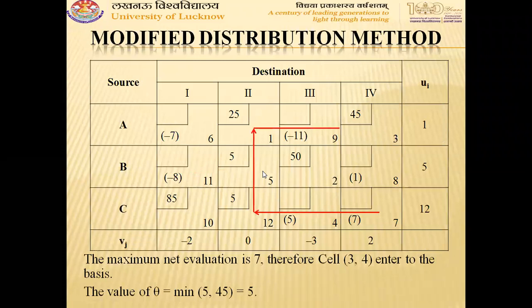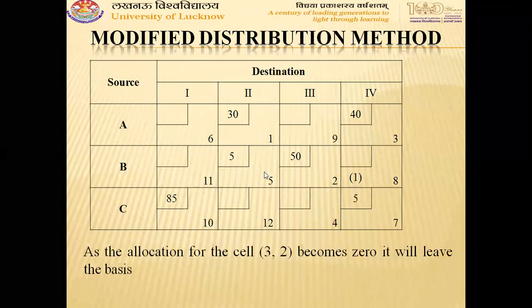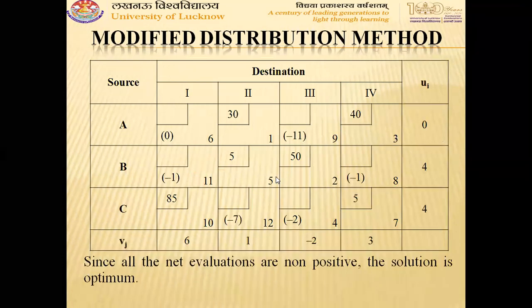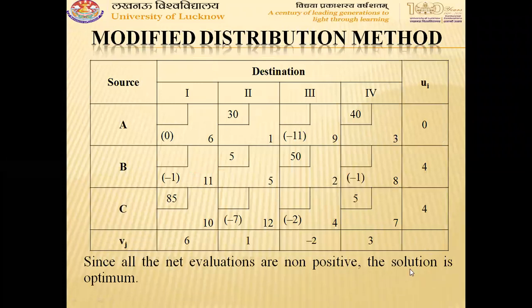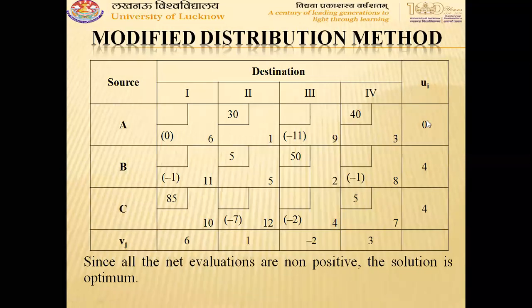And repeating the process again and again, we would obtain this solution. And when we check this solution, all the net evaluations become non-positive, that means either 0 or negative. Therefore, we can say that this solution is optimum.